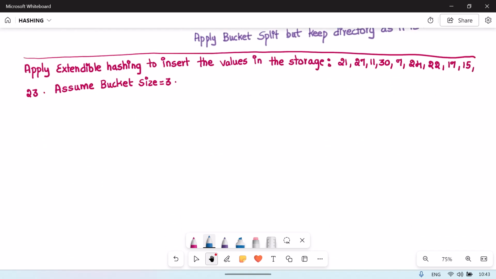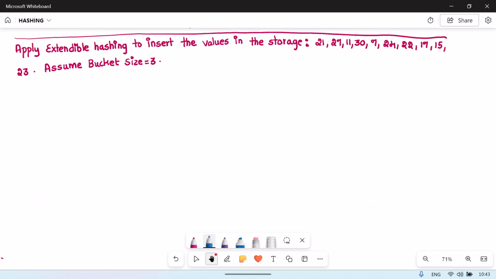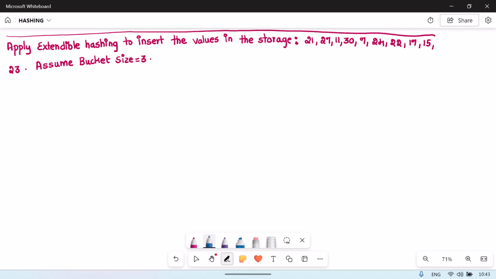So I will explain this with the help of an example, so you will be able to understand. You have to apply extendable hashing. Extendable hashing means using the directory to insert the values into the storage. So these are the values 21, 27, 11, 37, 24, 22, 17, 15, and 23. We'll assume the bucket size is 3. Bucket size is 3 means in the bucket you can have up to 3 values.